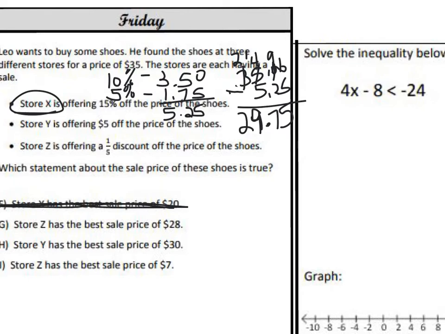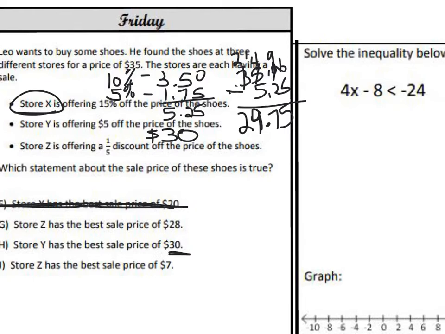Okay, let's look at store Y. Store Y is offering $5 off. So $5 off would be what? 30, right? So let's see what it says about store Y. Store Y has the best price for $30. Well, we still don't know if it's the best price, but we know that that is kind of true, sort of true. So let's look at store Z.